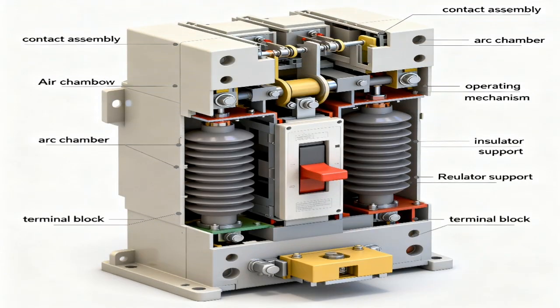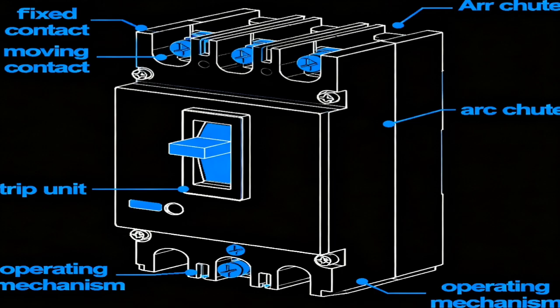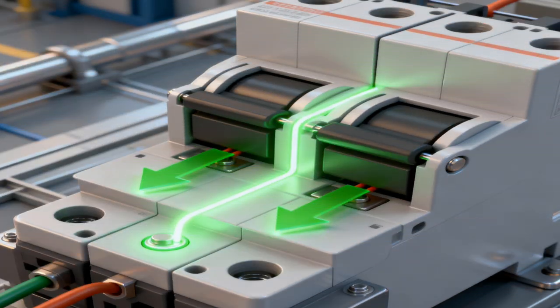Welcome everyone. In this video, we'll learn the working principle of an air circuit breaker or ACB step by step. An ACB is a type of circuit breaker that uses air as the medium to extinguish the arc. It's commonly used in low and medium voltage switchgear. The main parts of an ACB are the fixed and moving contacts, the arc chute, the trip unit, and the operating mechanism. During normal operation, current flows through the contacts.